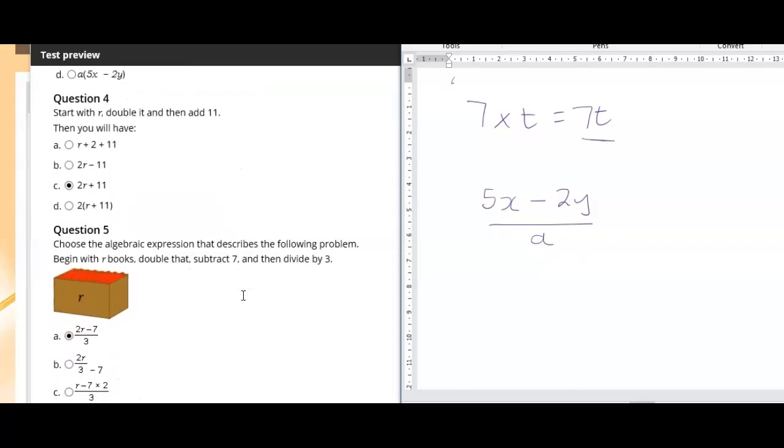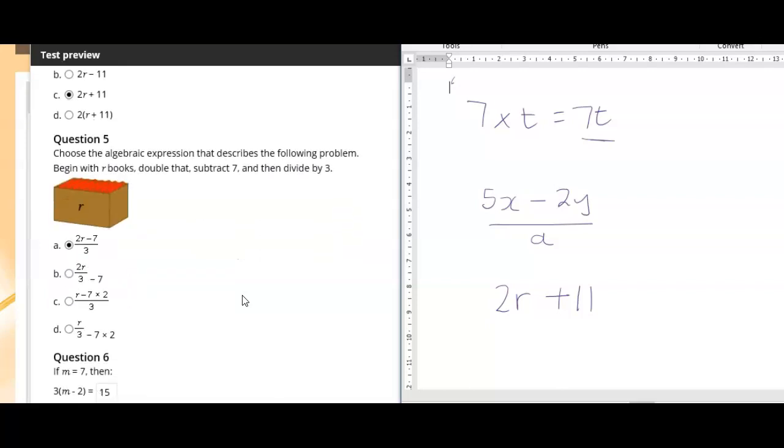All right, question 4. Start with r. Okay, so we're going to start with r, double it. So that means we've got 2 times r, and then add 11. Okay, so there we go. It's just 2r plus 11. The other ones you've got, so here we've added 2. Here we've subtracted 11, and the last one we're doubling r plus 11, which is different to just doubling r. So make sure you know the difference between those two.